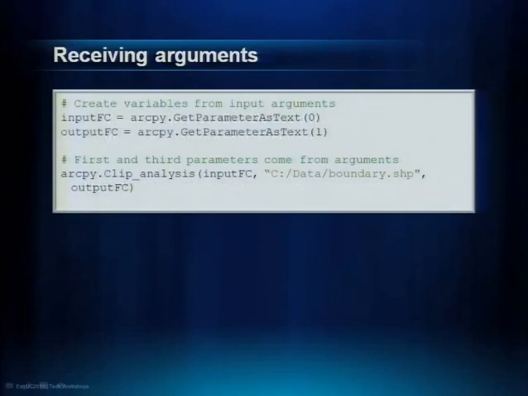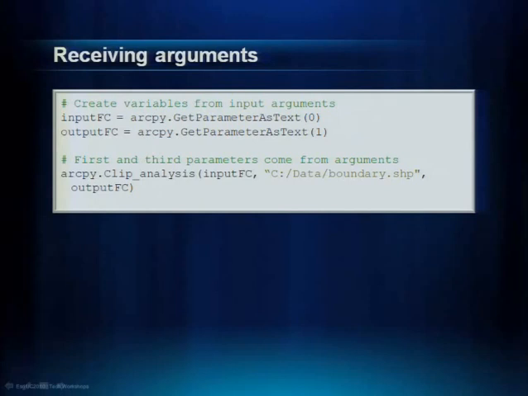So, another short example showing how to receive arguments. We see that I just create two new variables, input_fc and output_fc, equal to arcpy.getParameterAsText. And we see the first one has an index of 0, and the second has an index of 1. Now, we can use these variables that are coming from script arguments in a geoprocessing tool the same way we would if they were a variable set to a hard-coded string or value.